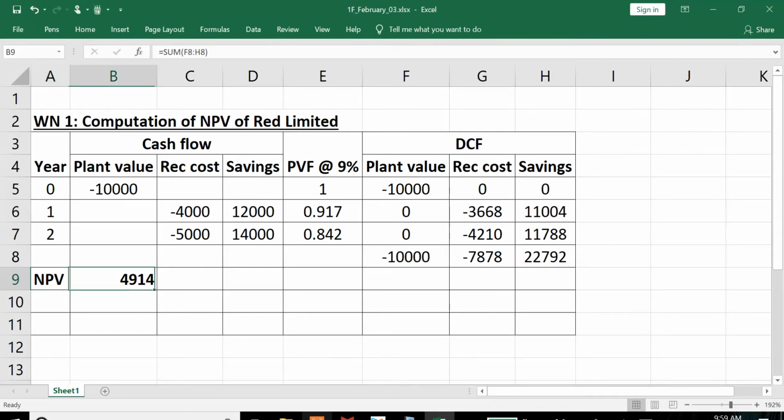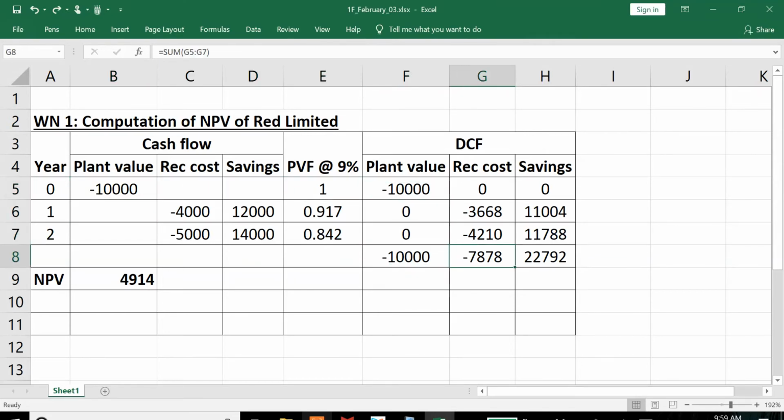Any doubts on this? NPV is 4914. Clear? Can we proceed? Okay, now listen. We are going to do the answer, but listen. My NPV can become 0 if the initial plant value increases by 4914. If the initial plant value increases by 4914, NPV will turn out to be 0. So that is one way of measuring the sensitivity for plant value.